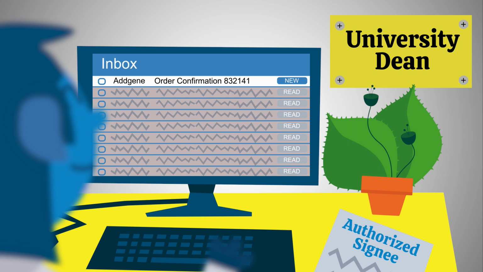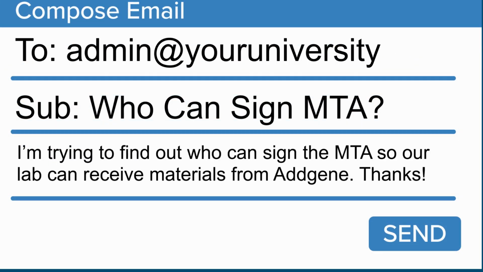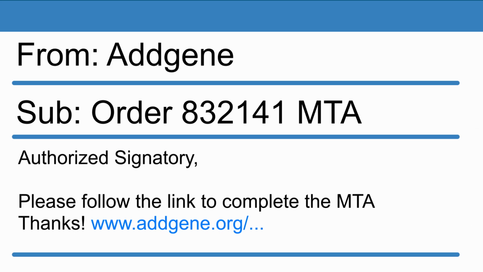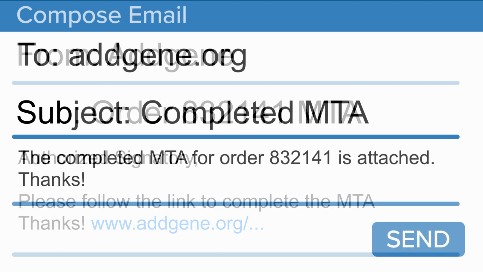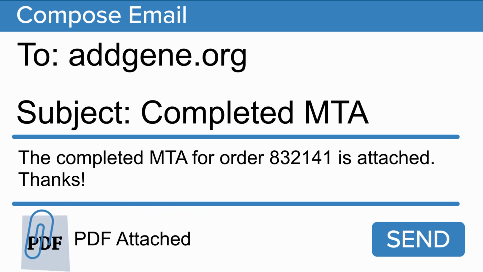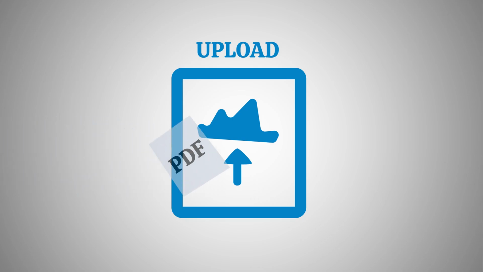If you're unsure who's authorized to sign the MTA, we recommend that you check with a member of your organization's administration. The authorized signatory can follow a link in Addgene's email to approve the MTA electronically. Alternatively, they can complete the MTA by returning a signed PDF through email, upload, or fax.